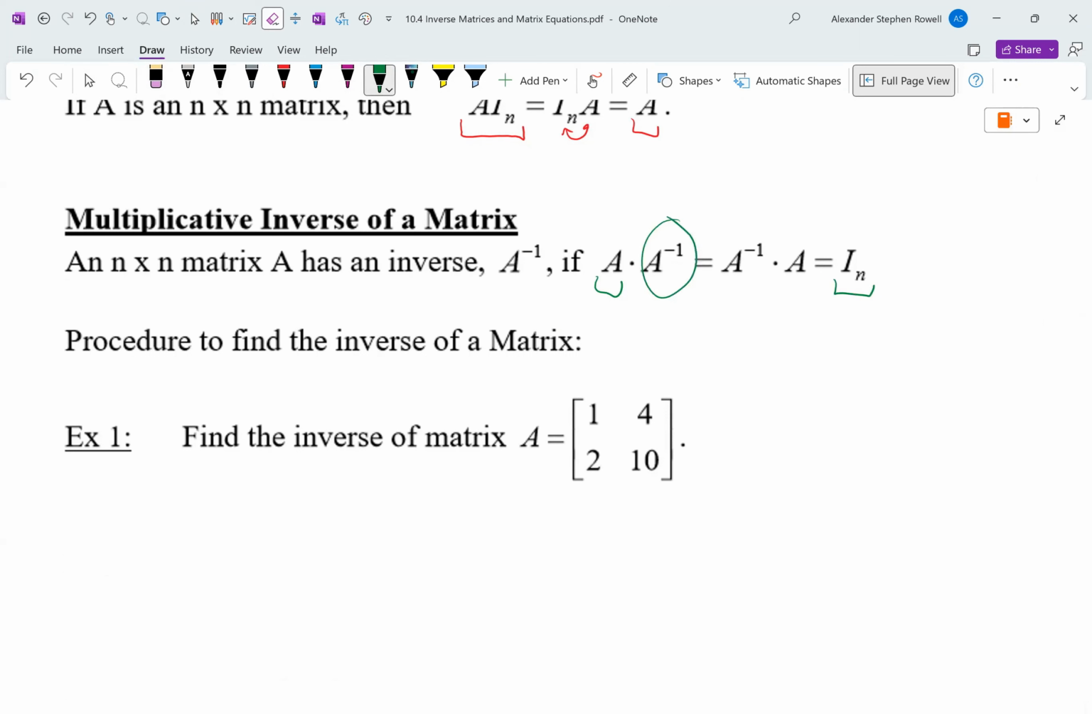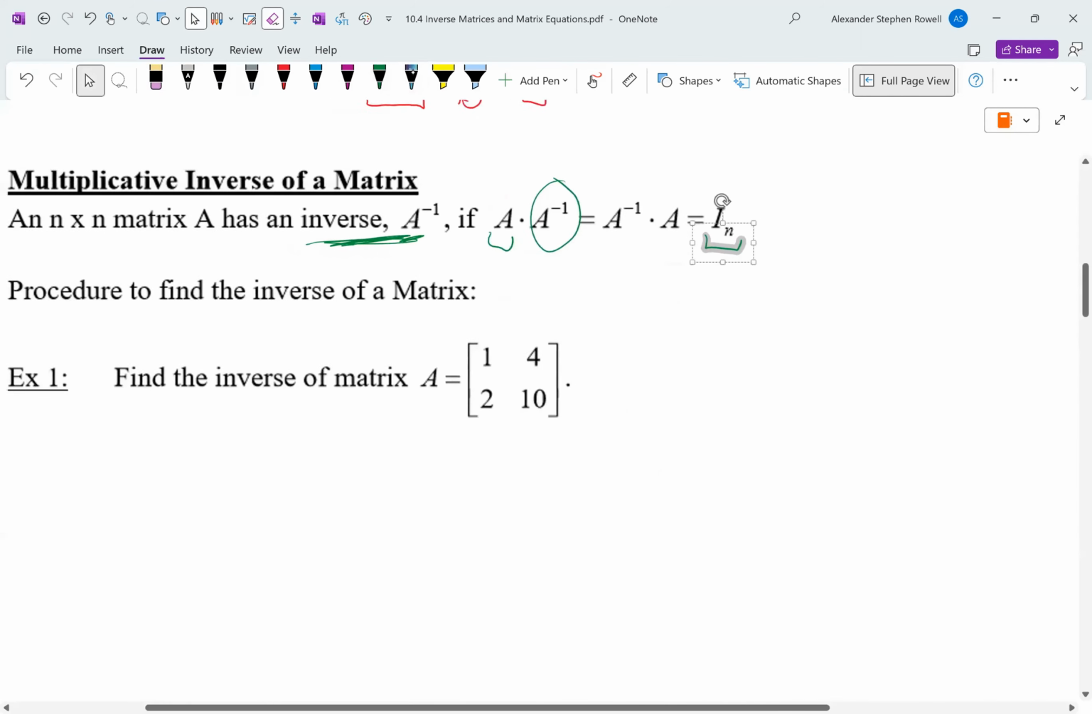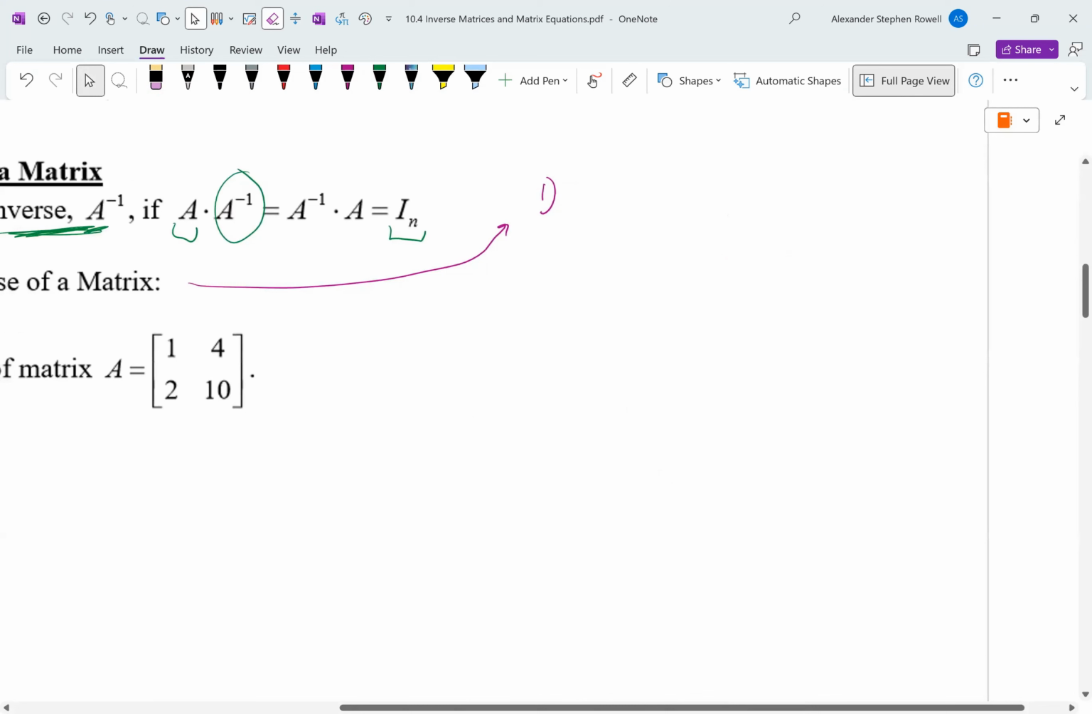And we call this the inverse. A inverse looks like it has an exponent of -1. That just means the multiplicative inverse. It's not an exponent. Let's talk about the procedure. How do you find this inverse? It's actually super unintuitive.